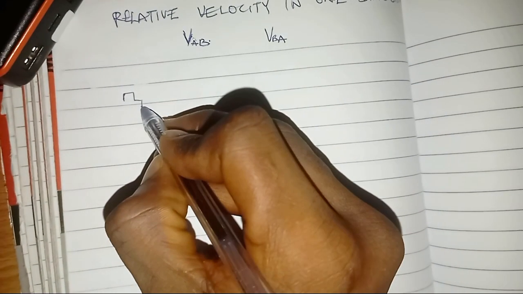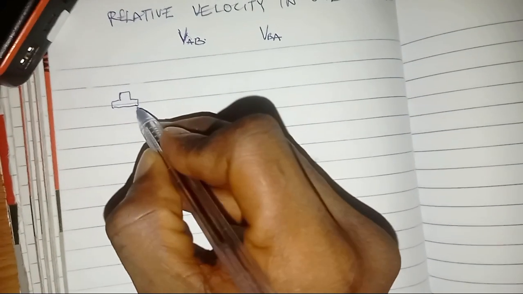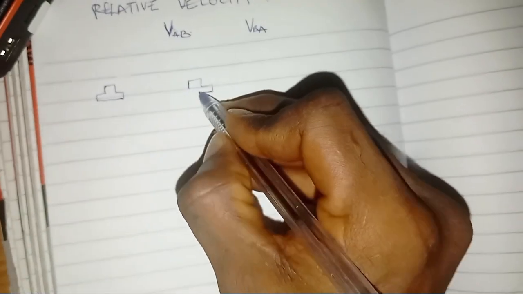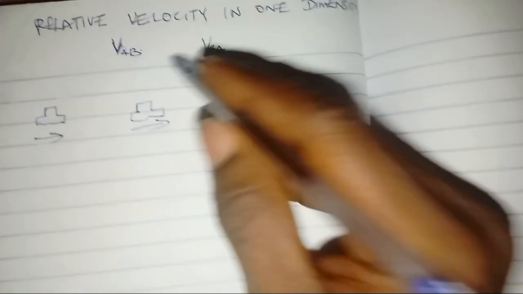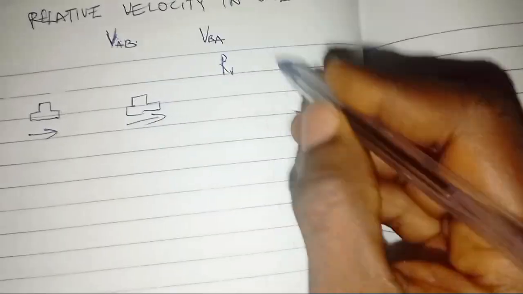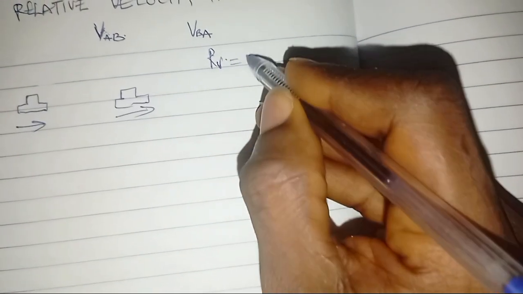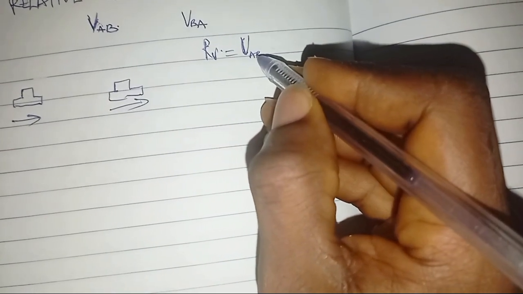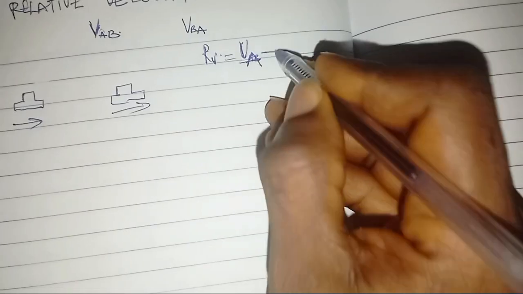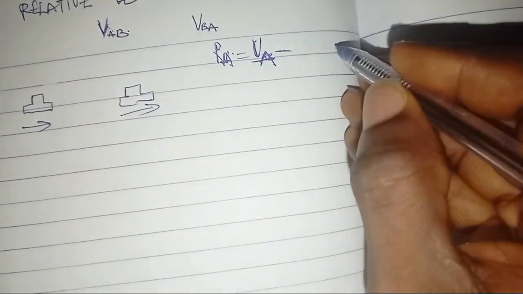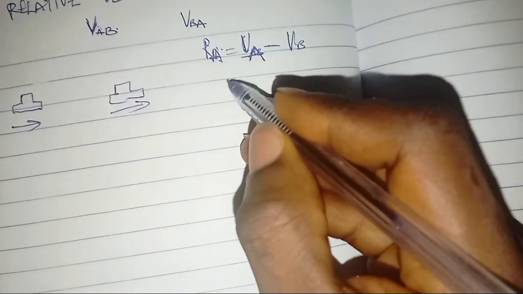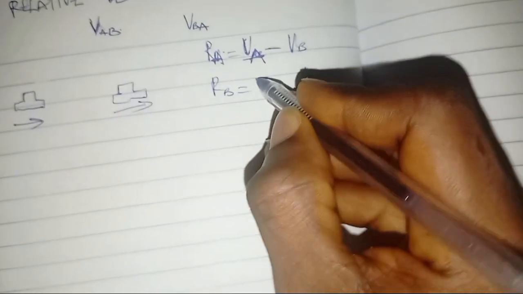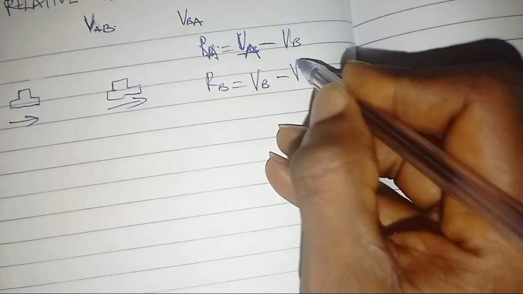So let's say this is a car and this is another car. Provided they are moving in the same direction, everything about relative velocity is simply this. The relative velocity of A will simply be VA minus VB, and the relative velocity of B will simply be VB minus VA. So remember, this is like a definition.